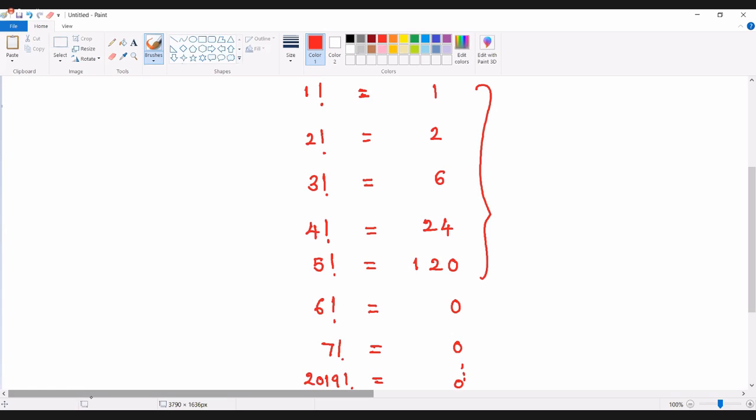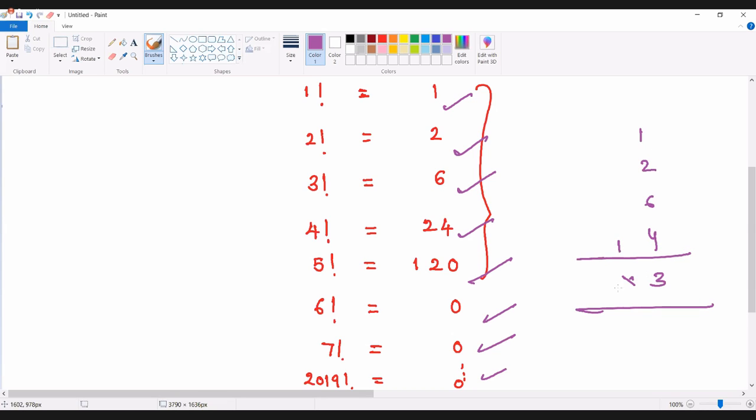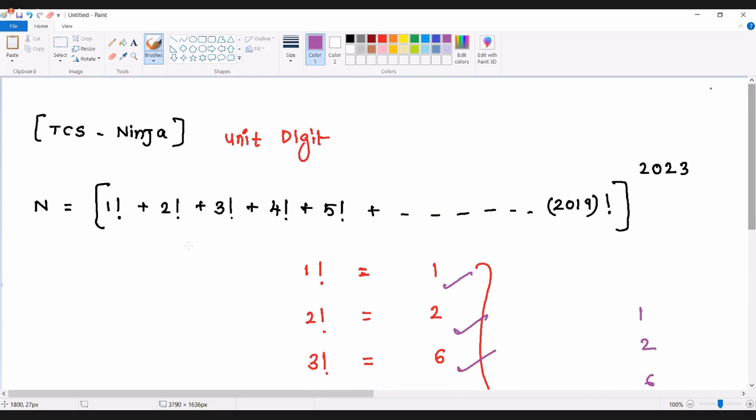I am trying to find out the last digit of this whole base. So the last digit of this whole base means 1 plus 2 plus 6 plus 4 plus 0 plus 0 plus 0, and all the rest will be 0. So the last digit will depend upon 1 plus 2 plus 6 plus 4. What is the sum of these numbers? It is going to be 13. I am not focusing on the other digits, but I can definitely say that this whole base will end with a last digit equal to 3.